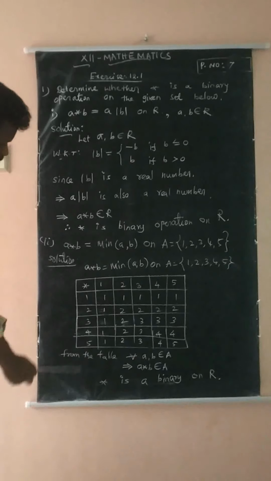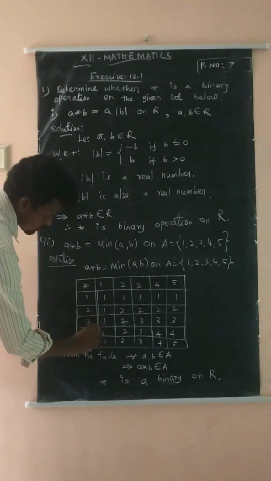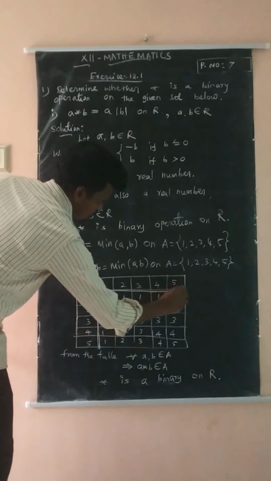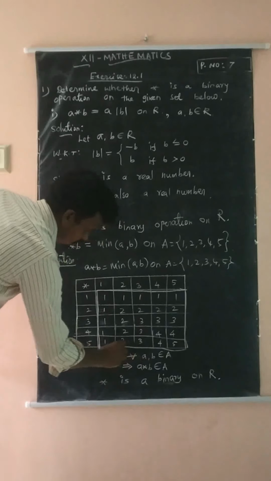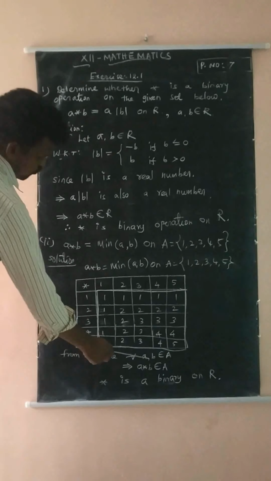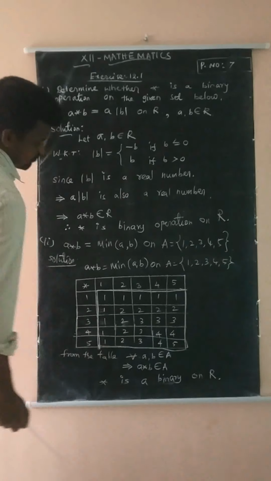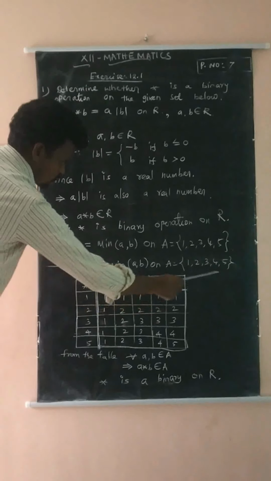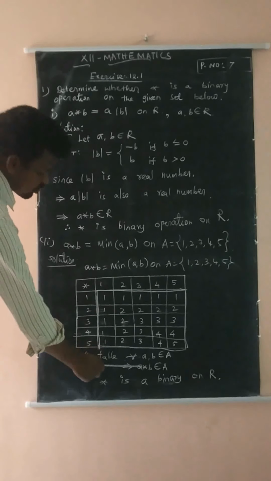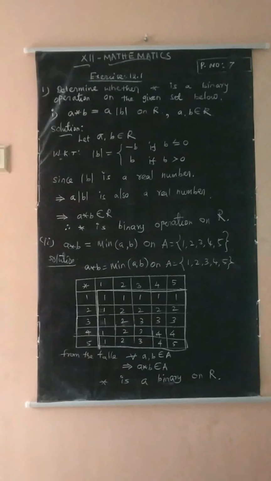So from the table, these are all the star operator elements. These elements belong to the set A. So from the table it is clear that for every A comma B taken from A, A star B belongs to A. If you take A comma B in this set, then the star operator values also belong to A. So star is a binary operation on A. A very easy problem, students.